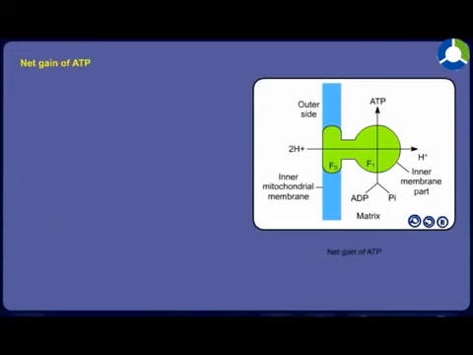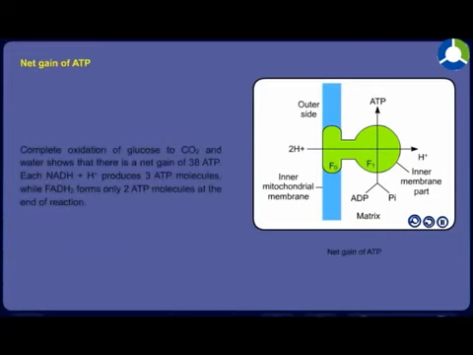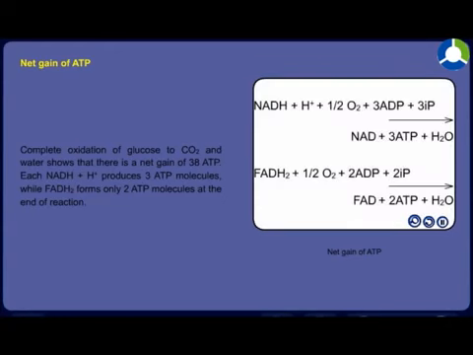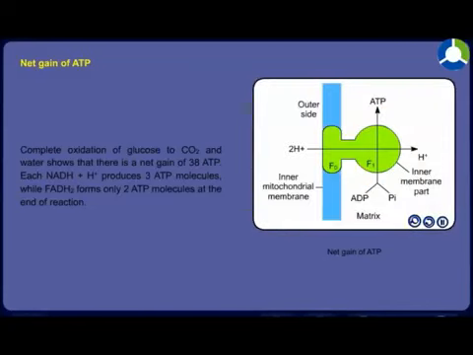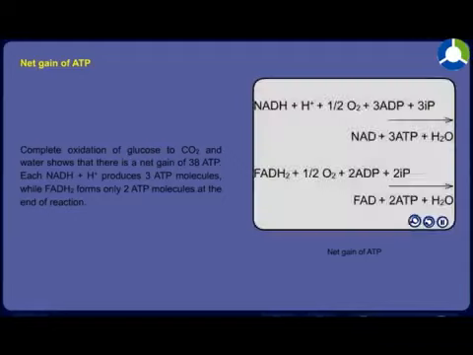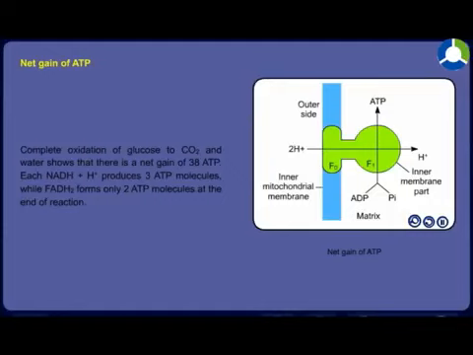Net gain of ATP. Complete oxidation of glucose to CO2 and water shows that there is a net gain of 38 ATP. Each NADH plus hydrogen ion produces 3 ATP molecules, while FADH2 forms only 2 ATP molecules at the end of the reaction.